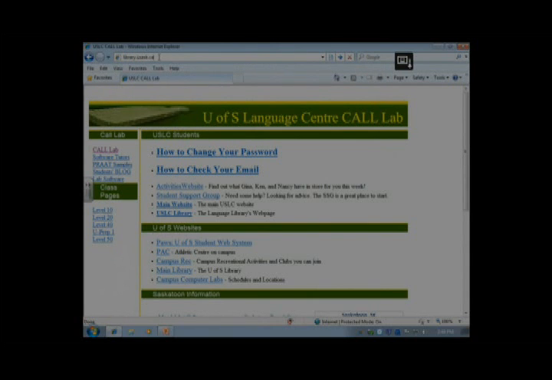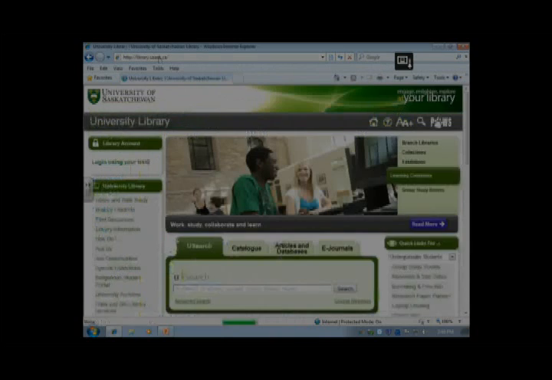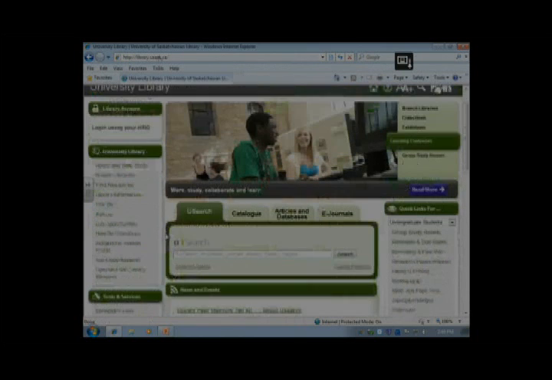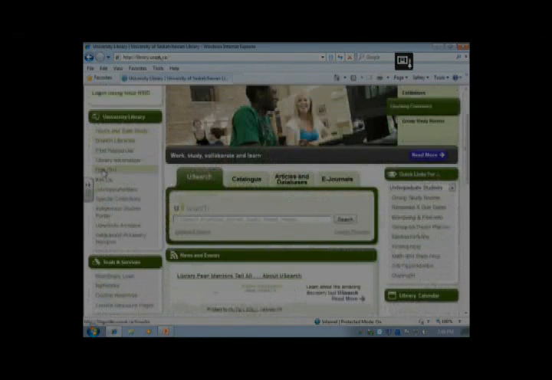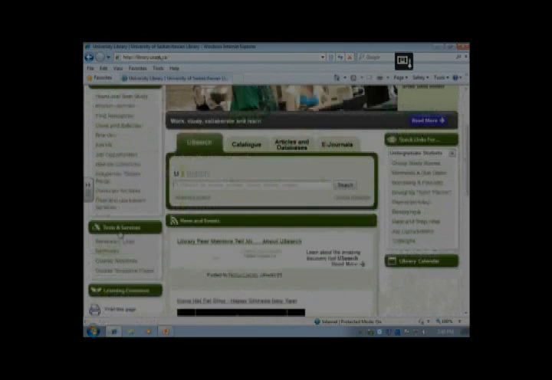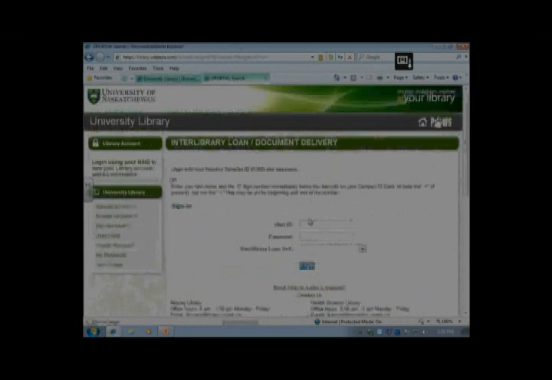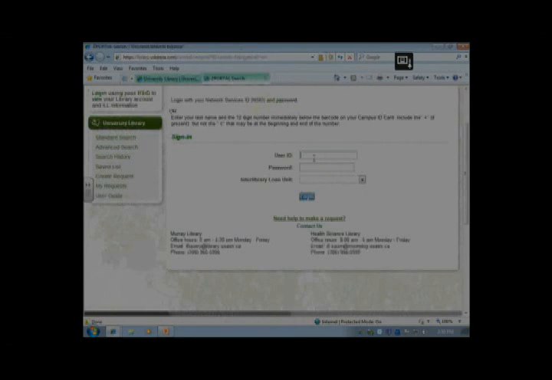Library. Okay, so on the left-hand side, let me just point out again the find resources that I pointed out before, and then down further, tools and services, interlibrary loan, create a request, and that'll take you to the form you need. The user ID is your NCID and your password.